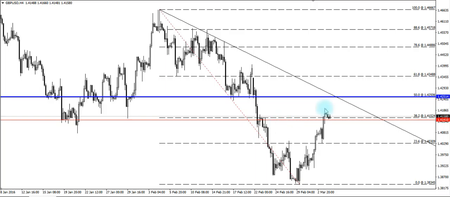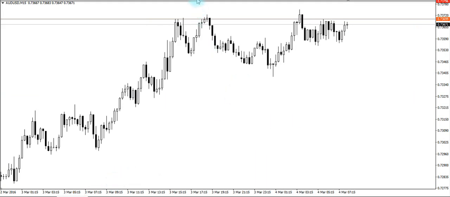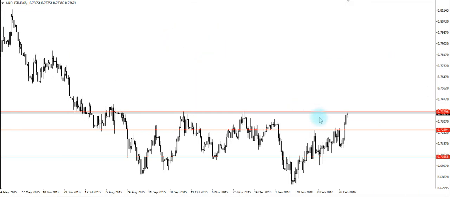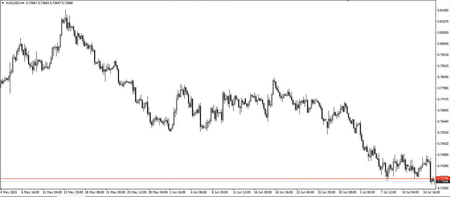Next we have the Australian dollar against the US dollar. Let's take a look in the day one chart. We have seen that the price has finally reached the key resistance level at the price of 0.7379, and therefore we may expect that the price will begin to fall, or at least make a certain significant retracement, because we do expect that the price will break even higher from here.